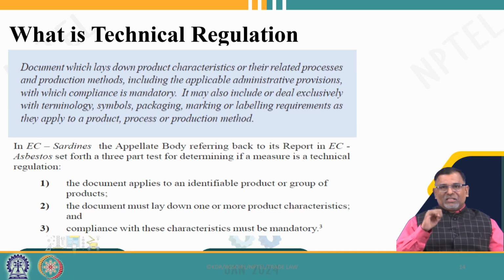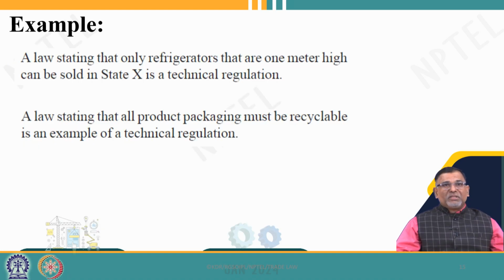So, in the Sardine case, the Appellate Body formulated three mandatory criteria to be determined as a technical regulation. What are these three criteria? The first one, this applies to an identifiable product or group of products, and 2, it must lay down one or more product characteristics, and 3, compliance with these characteristics must be mandatory. So, these are the conditions to determine whether it is an SPS measure or a TBT measure. If it complies with these three criteria, then it will be termed a technical regulation which will come under the TBT agreement.